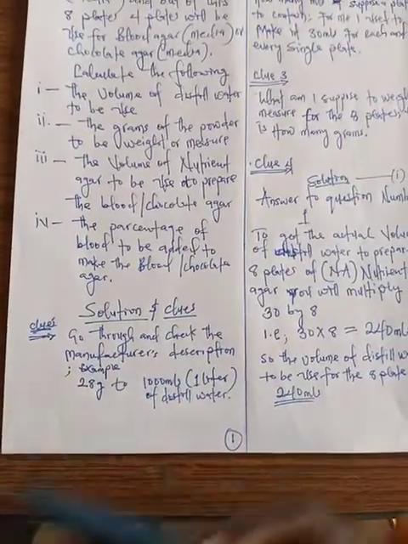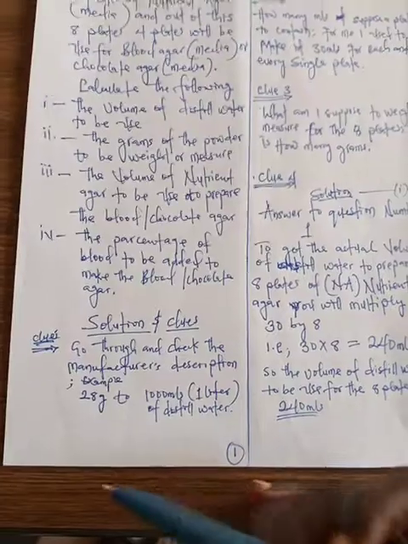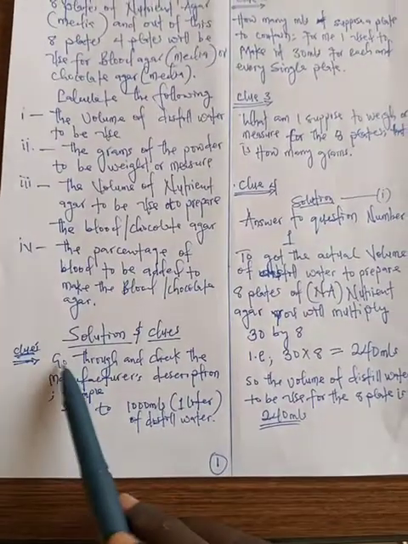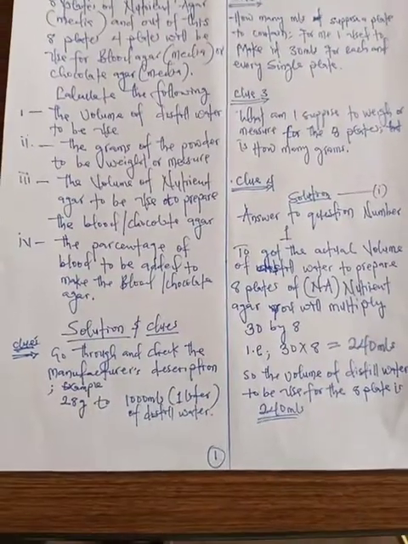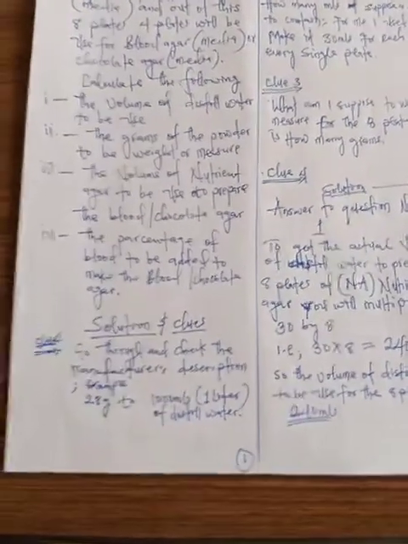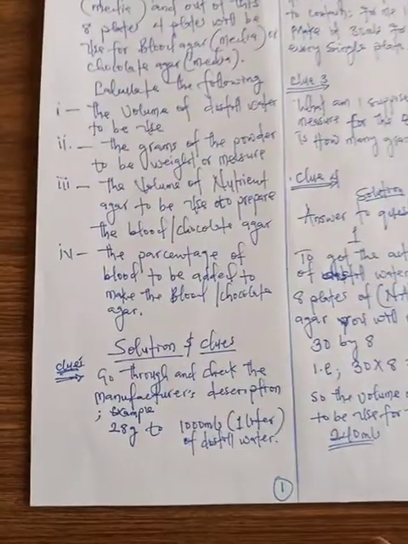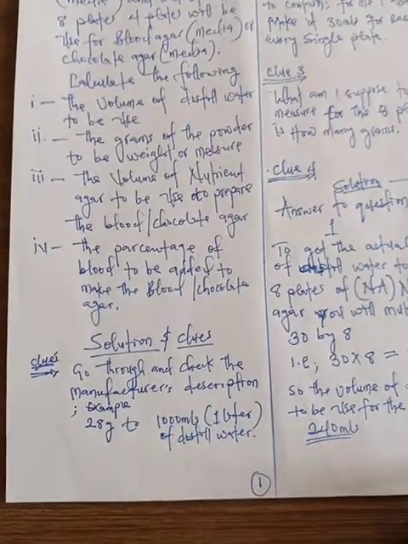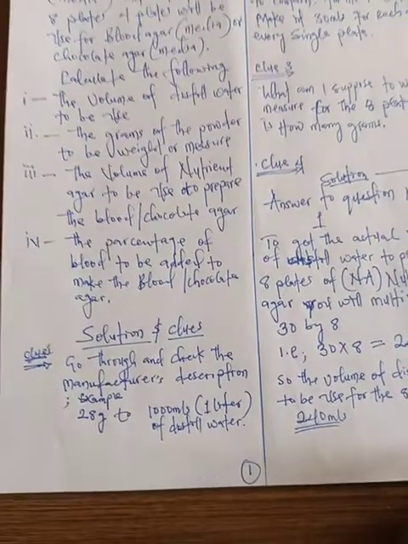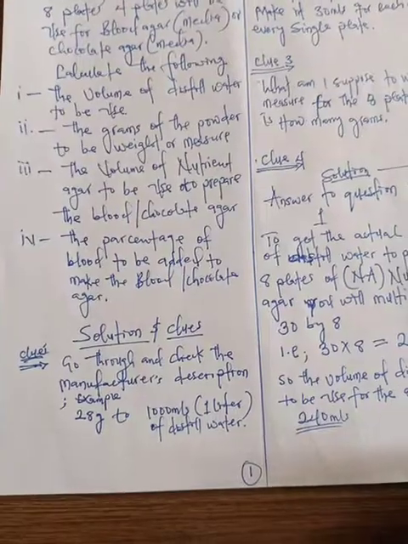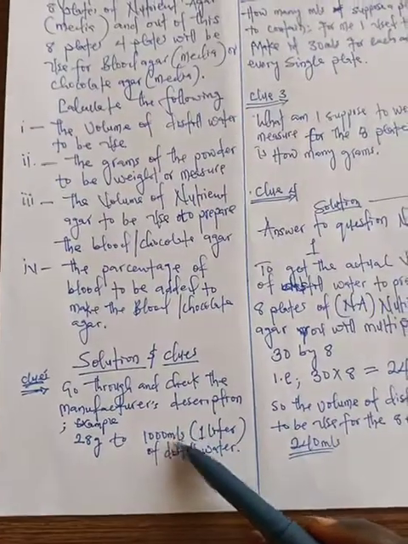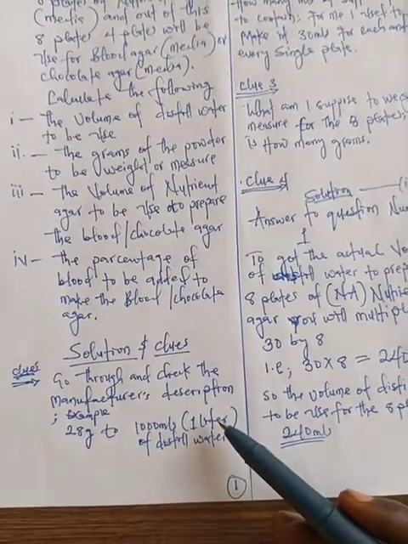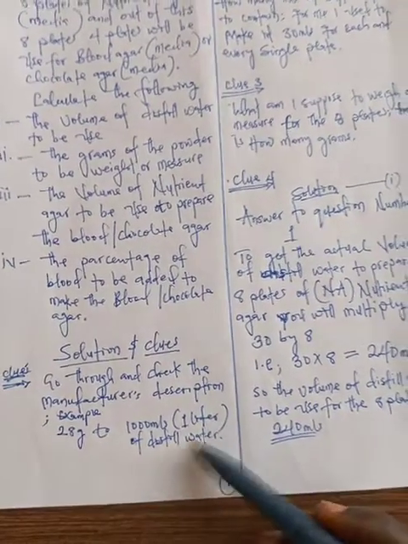So now we are going to look at some clues and solutions. What do you need to do first? The first thing for you to do is to go through the manufacturer's instruction or description. Sometimes you will see 28 grams to 1000 mls, that is 1 liter of distilled water. I said go through and check the manufacturer's description. Example, 28 grams to 1000 mls, which is equivalent to 1 liter of distilled water.